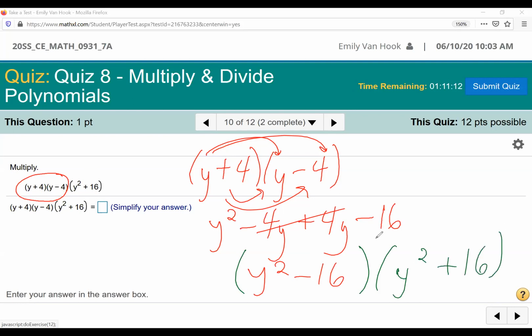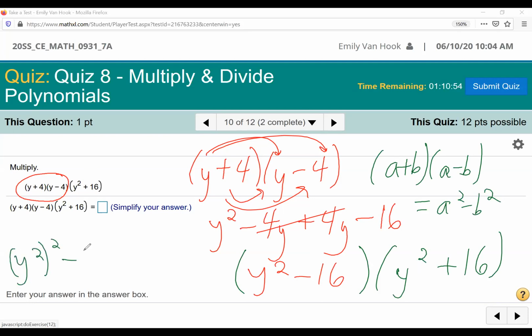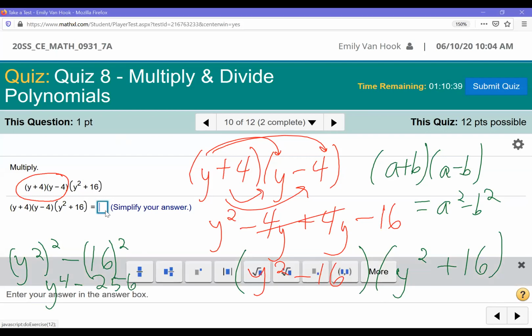I could FOIL once again, but I'll take the time now to tell you the pattern we're meant to notice here. It's this formula: a plus b, a minus b is equal to a squared minus b squared. So really what I can do is take y squared and square it, minus 16 squared. So my final answer will be y to the 4th minus 16 squared. If you multiply that out, that's 256. So that would be my answer for this one. Definitely a longer problem. y to the 4th minus 256.